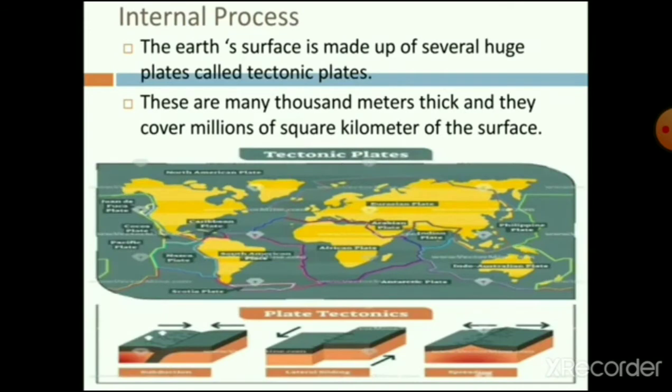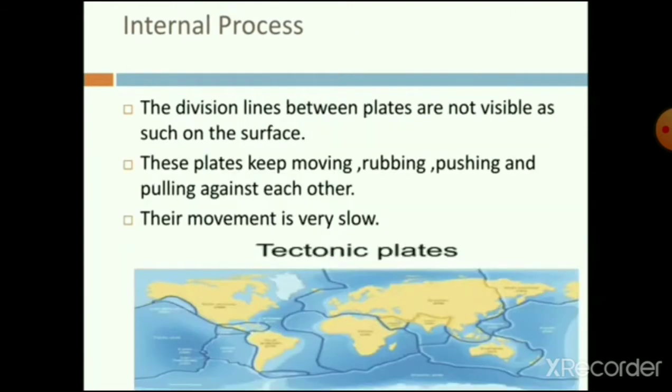Internal process. The earth's surface is made up of several huge plates called tectonic plates. These are many thousand meters thick and they cover millions of square kilometers of the surface. The division lines between the plates are not visible. On the surface, these plates keep moving, rubbing, pushing, and pulling against each other. Their movement is very slow and cannot be felt by us. Only sometimes you may feel the movement when you feel an earthquake for a few seconds.